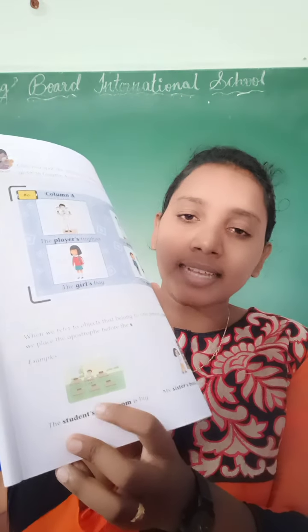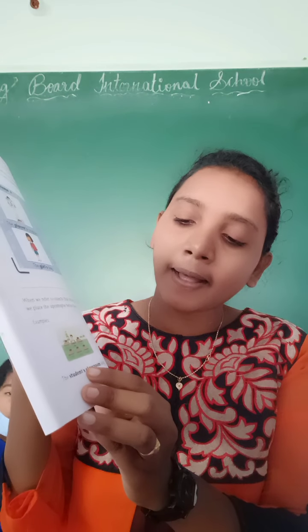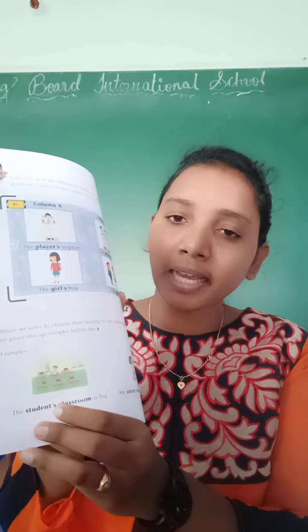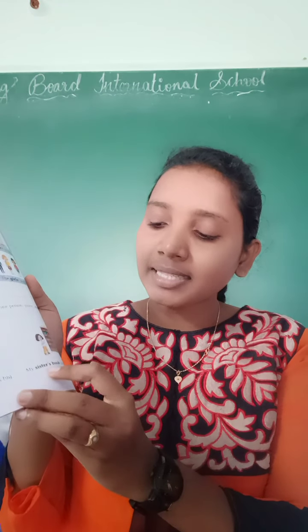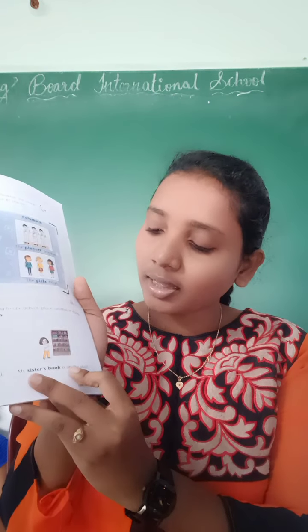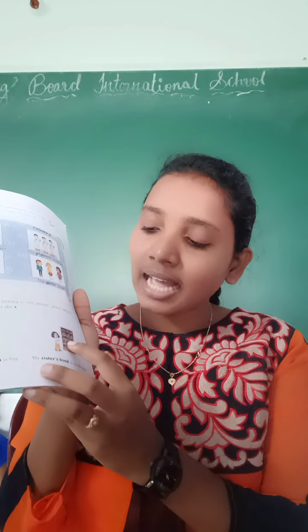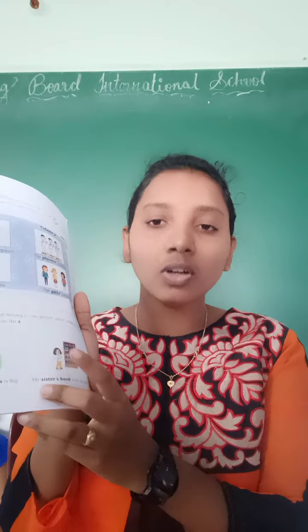See the examples. The student's classroom is big. Only one student is there in this picture, right? Yes. So we are keeping the apostrophe before the S only. Here, my sister's book is on the shelf. My sister's book is on the shelf. Here only one girl is there, and her book. The book belongs to her.